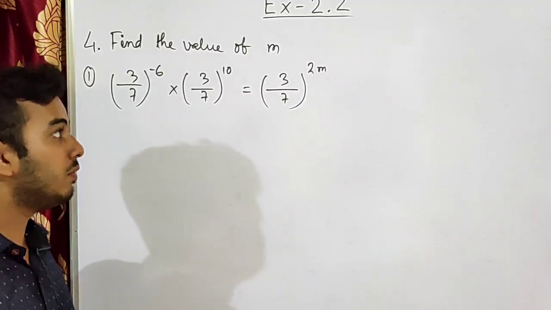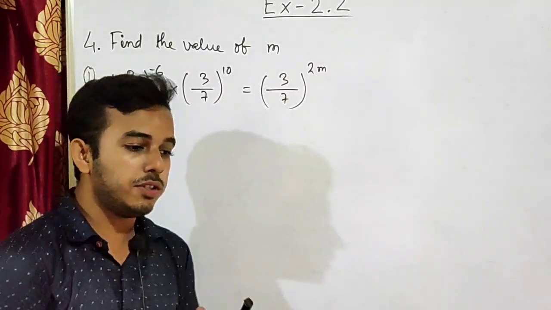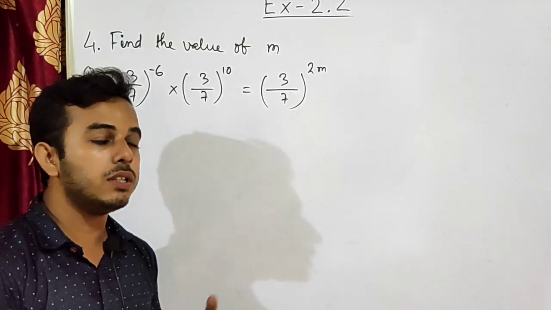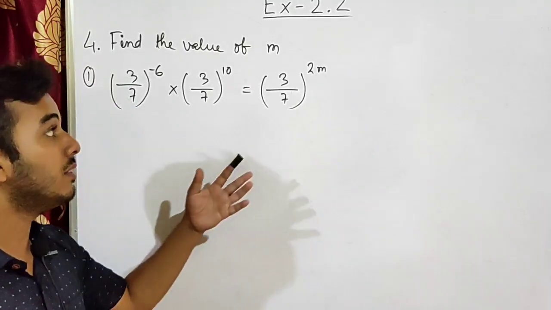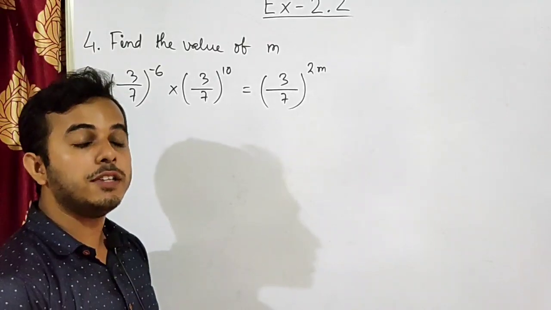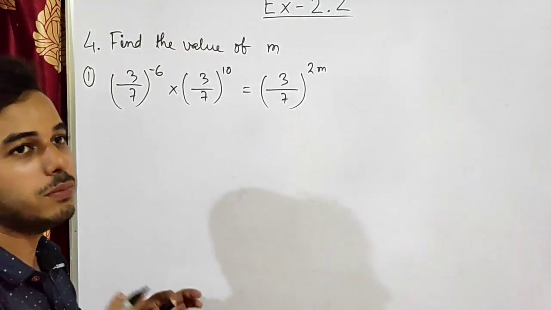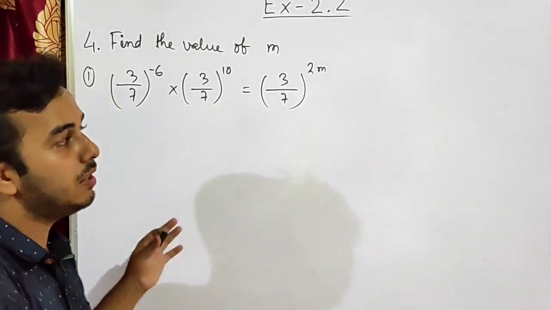Here question number 4 is a bit different type of question, right? Here we have to find the value of a certain letter, that is m. Now how can we find the value of m? This one is a very interesting question. Let's look at both sides.